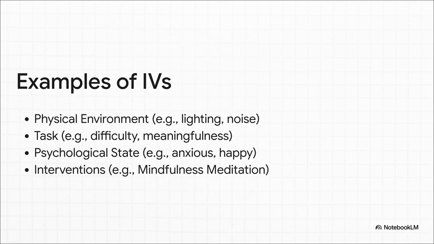So what can an IV be? Well, pretty much anything a researcher can control. As you can see here, it could be something in the environment, like how bright the lights are or how noisy your room is. It could be the type of task you give someone, or even an internal state, like making one group feel anxious and another feel happy. The key is the experimenter is in charge of it.